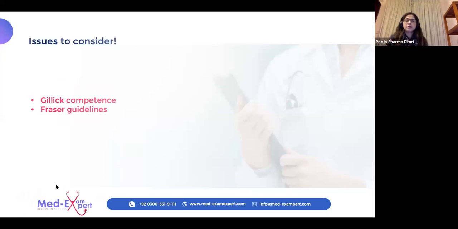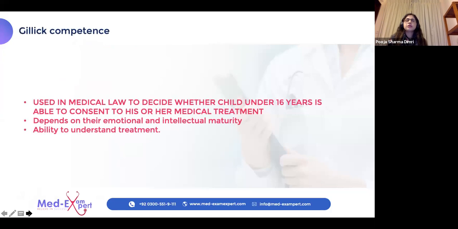Okay, so let's talk about the Gillick competence and the Fraser guidelines, because these kinds of stations are more commonly found in exams related to this topic. The Gillick competence is a term used in medical law to decide whether a child under 16 years is able to consent to his or her medical treatment. It depends on their emotional and intellectual maturity and their ability to understand treatment.